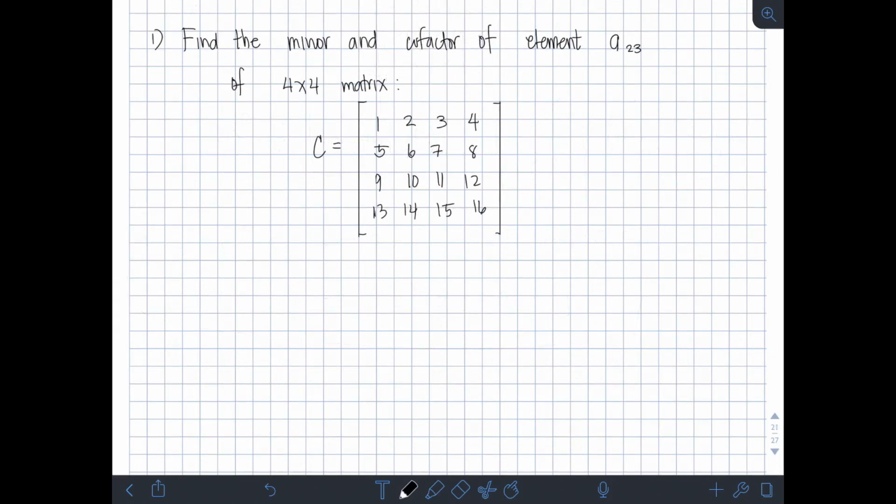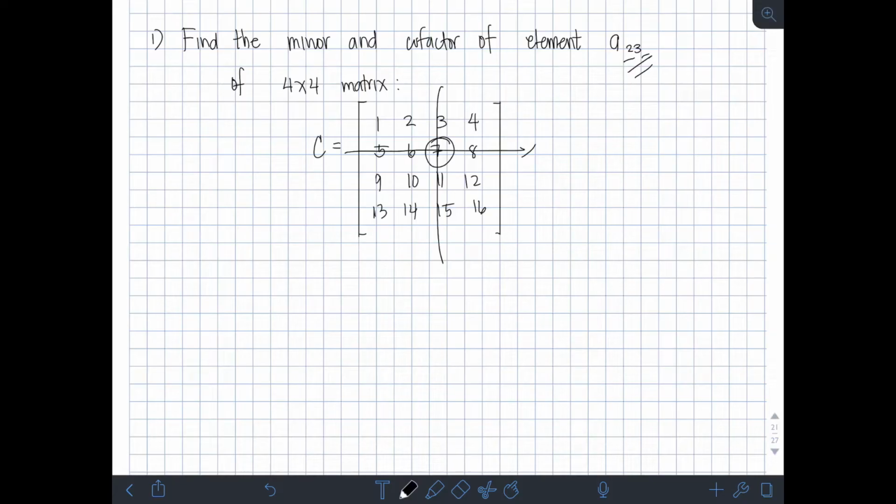Okay? So, para ma-illustrate natin yung concepts at formula for the minor and cofactor as well as yung Cofactor Expansion Method sa paghanap ng determinants, ay mag-solve tayo ng examples. For the first one, we have: find the minor and cofactor of element A23 of 4x4 matrix C. Okay, so meron tayong 4x4 matrix C. Hanapin daw natin yung minor at cofactor ng element A23. So, ang row natin is 2, yung column natin is 3. So, row 2, column 3.